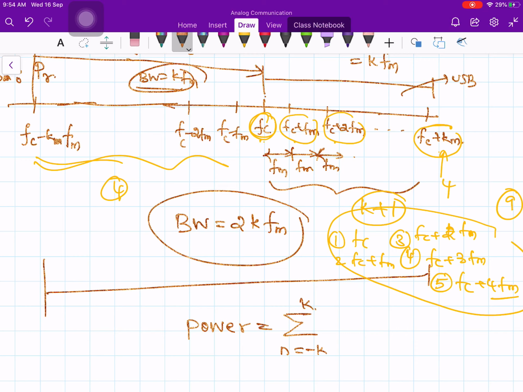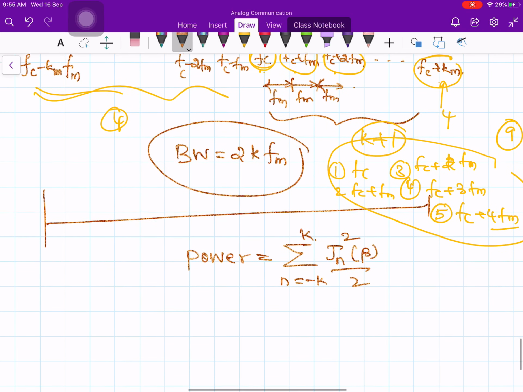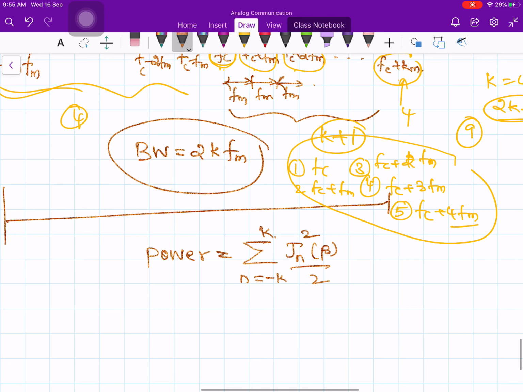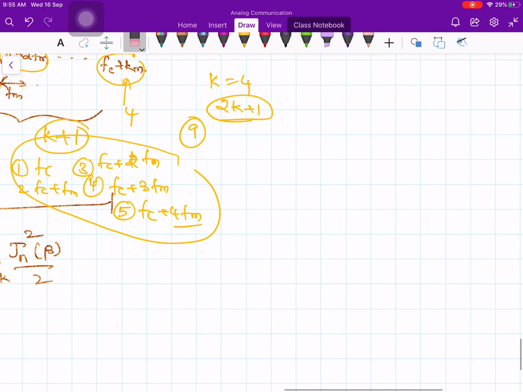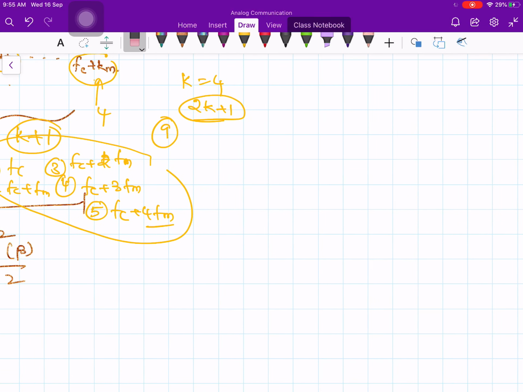Then Jn of beta squared, whole divided by 2. Recall this definition. Let me write down one more expression, then I will come back to this. What is your power? Suppose you have A times cos of omega ct, what is the power of this? A square by 2, right?